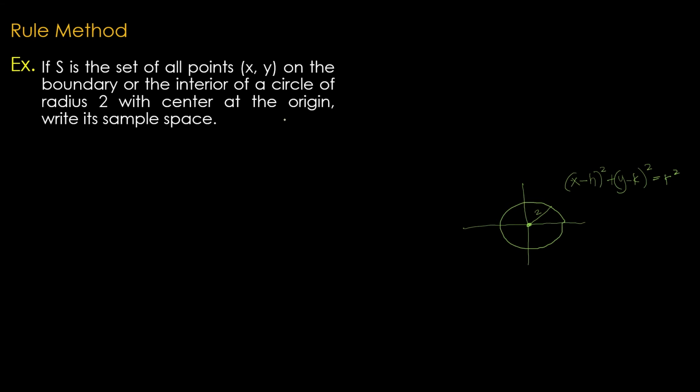The problem says that your center is at the origin, meaning h and k are both 0. So it becomes x squared plus y squared is equal to r squared, wherein your radius is equal to 2. So x squared plus y squared is equal to 2 squared, or 4. Supposedly, you are to write all of these values as the sample space.